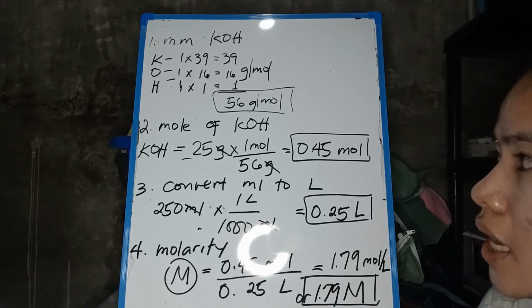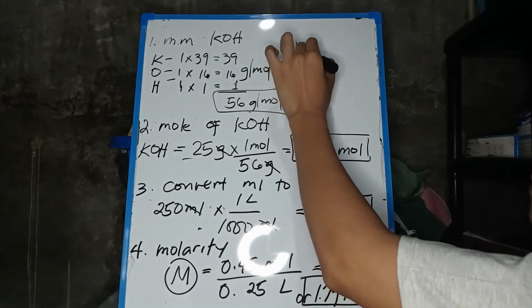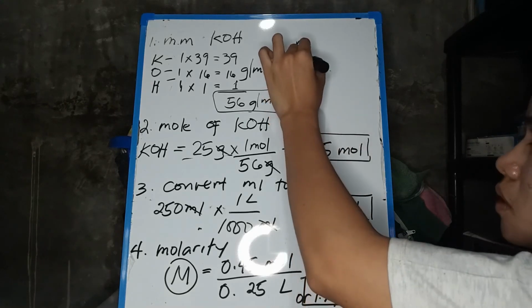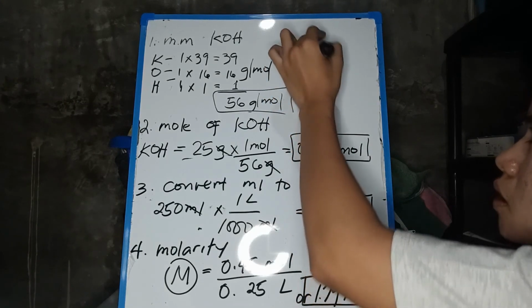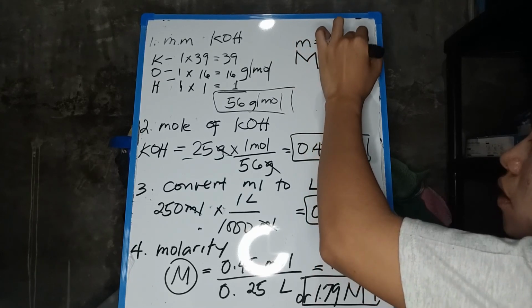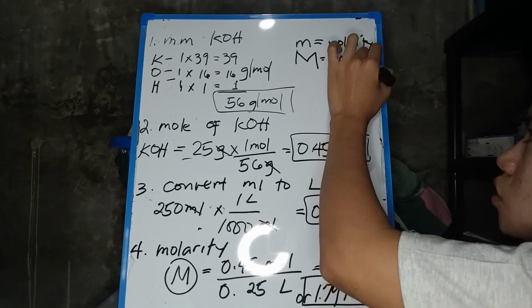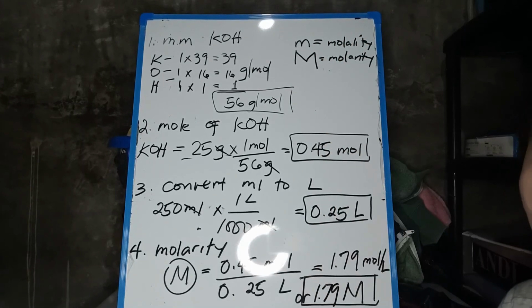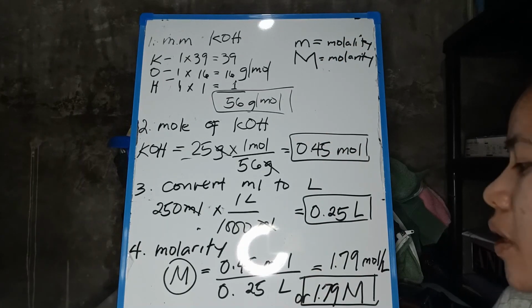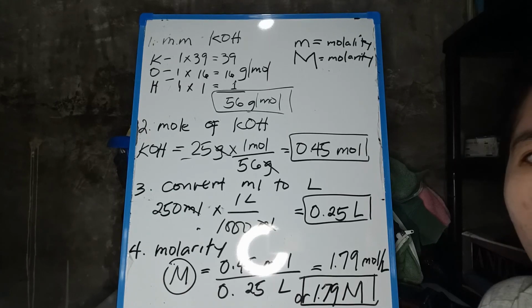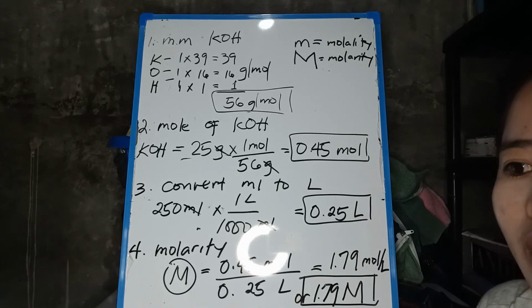So, pag molality gani ang pangitaon, small m ang pwede gamiton na unit. Pero, pag molarity, pwede use big M. So, para dili na ta mag mole per liter or mole per kilogram, direkta na lang ta using the big M and the small m, in order, kung ang pangitaon is the molarity and molality.